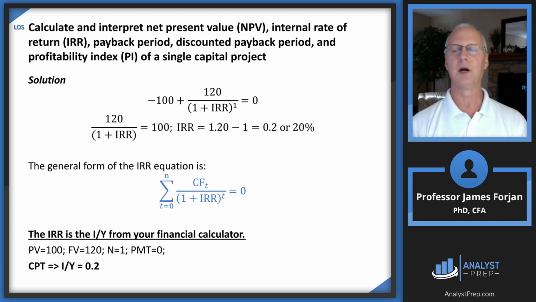You're going to use the 5 buttons on your calculator. So make present value 100, make future value 120. And remember, when you're solving for the interest rate, you need to make one of those two negative. It doesn't matter which. I'm always in the habit of making present value negative, and the payment is 0, and you get 20%.